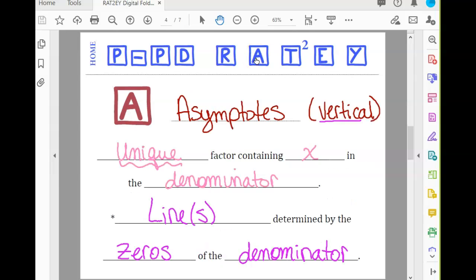And then the A is asymptotes. It's our vertical asymptotes. And remember, it has to be unique. So again, it has to happen after we reduce. We've got to get rid of the holes. And they're always lines, so we have to make sure that we actually name them as lines. And they're the zeros of the denominator.